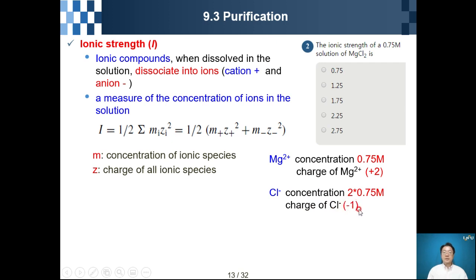Okay, so the ionic strength will be: first the concentration, 0.75 multiplied by 2 squared, plus the Cl- concentration, 0.75 multiplied by 2, multiplied by -1 squared, divided by 2. After calculation you will find that the ionic strength of the 0.75 mole solution of MgCl2 will be 2.25. It's like this.